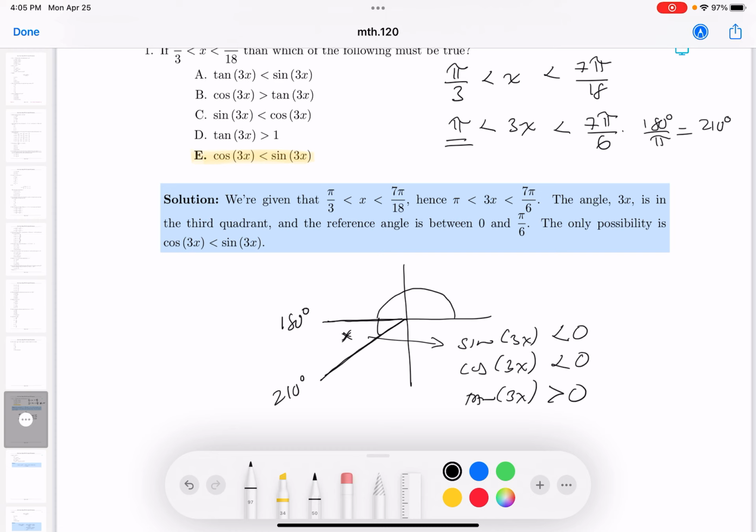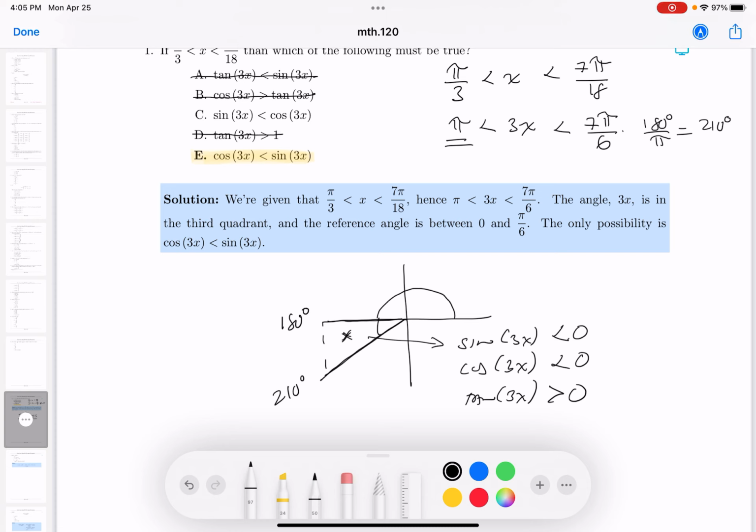Like, for example, this one can't be because the tangent of 3x is positive and the sine is negative. That's just not going to work out. And this one can't be either. All right? Now, let's start looking at the other ones. Let me look at letter D now. Letter D has to do with the tangent. Could the tangent be greater than 1? Well, if you look at it, certainly the reference angle for that is between 0 and 30 degrees. There's no way this could happen either.